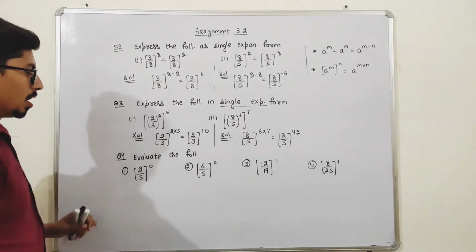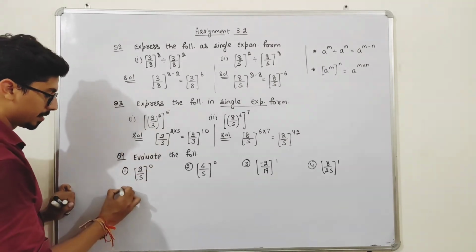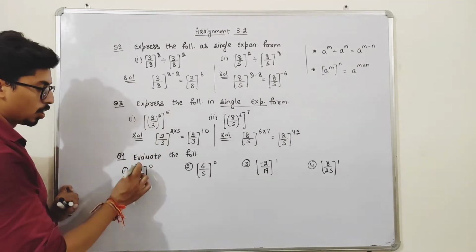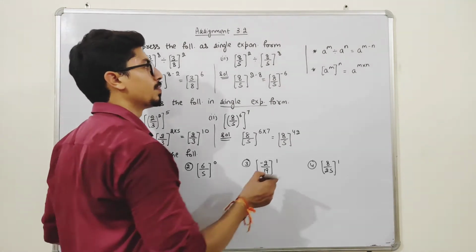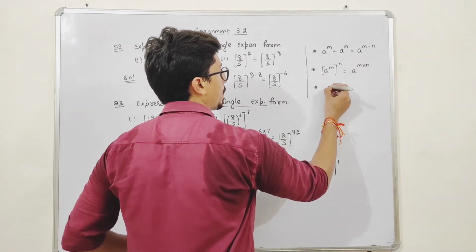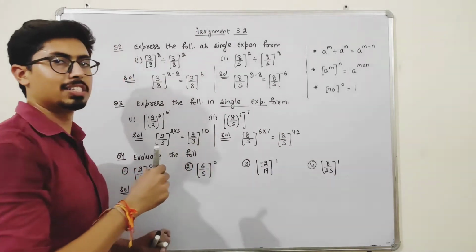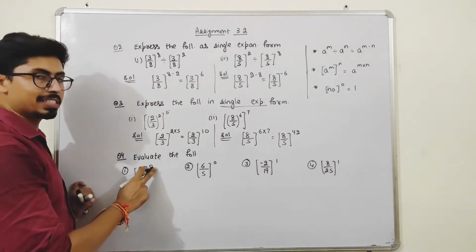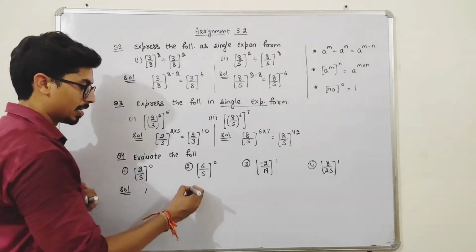Okay. Now students, moving forward to question number 4. See, 2 by 5 raised to the power 0. Students, I have already discussed with you that any number raised to the power 0 is equal to 1. This I have already discussed. So 2 by 5 is any number raised to the power 0 is 1. So the answer is 1.